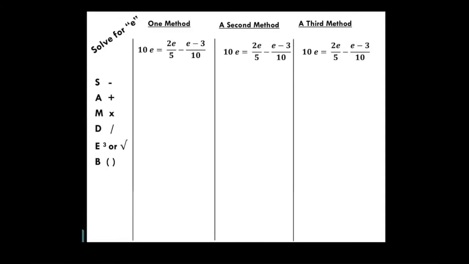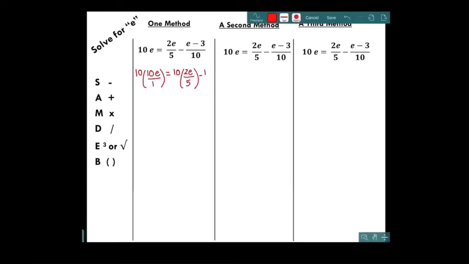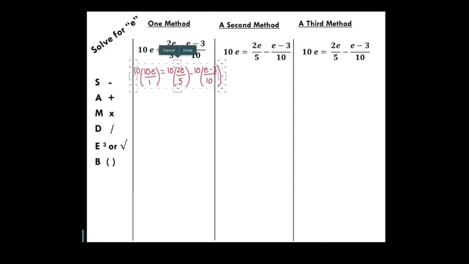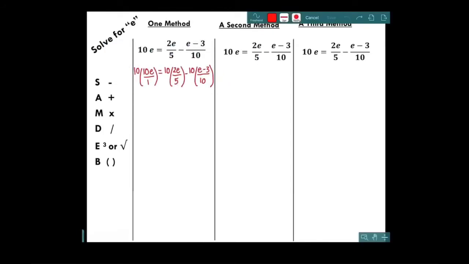We have a new equation now, and again 3 different methods will be used. We can see that 5 and 10 are denominators that have a common multiple of 10. 5 can go into 10, 10 can go into 10. So if we multiply each term by 10, we can clear the denominators. So 10 times 10e will give us 100e. Then 10 times 2e over 5. 10 divided by 5 will give us 2. So the denominator is gone.